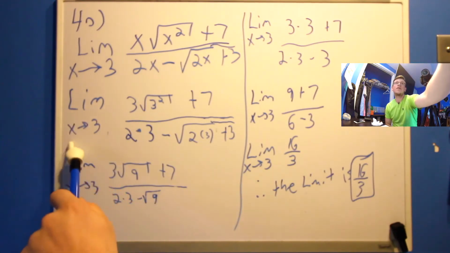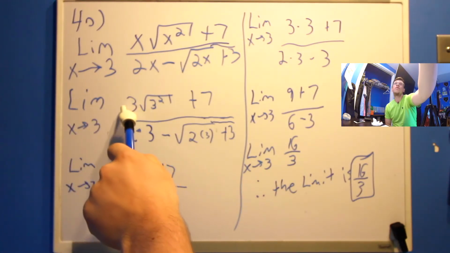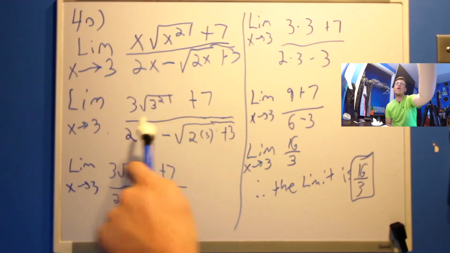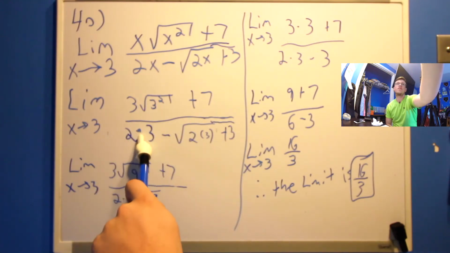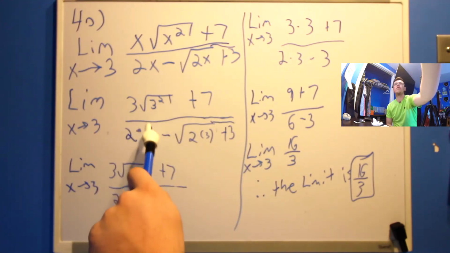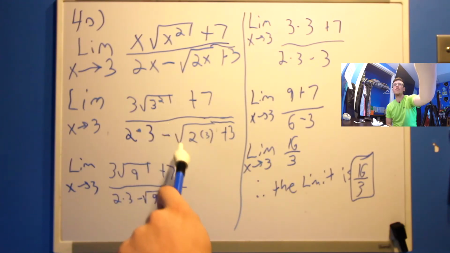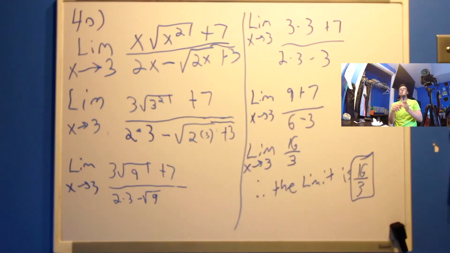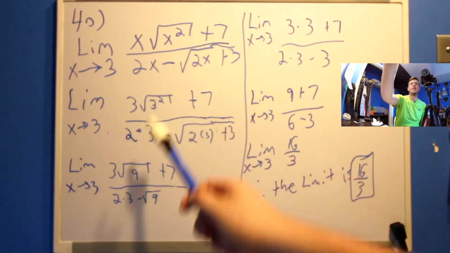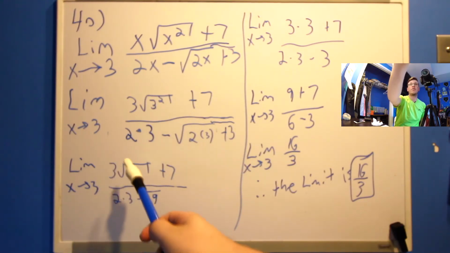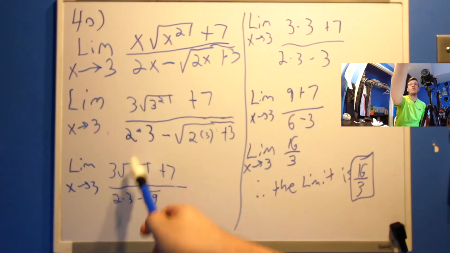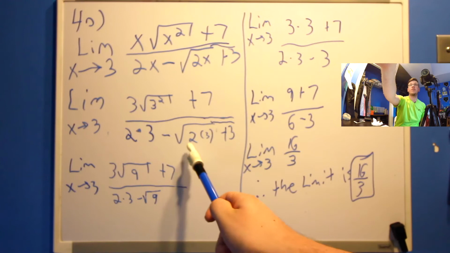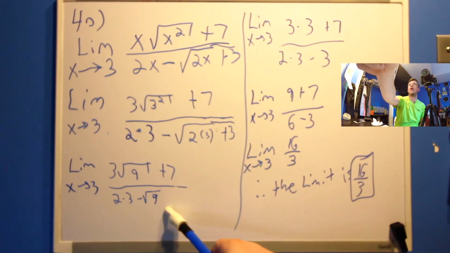So as the limit x approaches 3, you put 3 times the square root of 3 squared plus 7 over 2, and that's just the fancy sign for multiplication, times 3, subtract the square root of 2(3) plus 3. So 3 squared is 9, so 3 times the square root of 9 plus 7, and then over 2 times 3, subtract the square root of 9, because 2 times 3 is 6, plus 3 is 9.